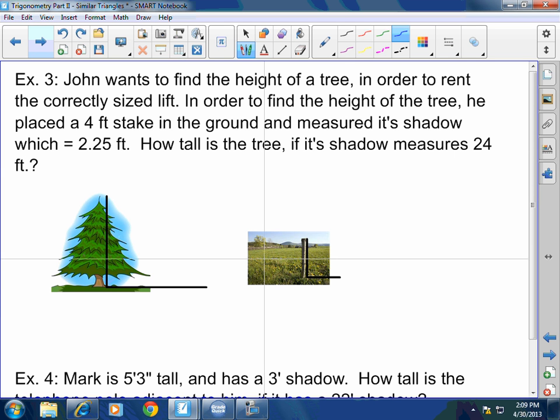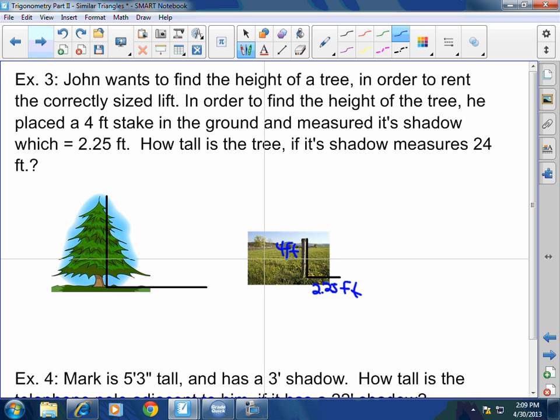In order to find the height of the tree, he placed a 4-foot stake, which is this guy right here. Sorry, I tried to make it pretty, but it didn't come out that pretty. There's a 4-foot stake there in the ground, and he measured its shadow, which is 2.25 feet. So this little triangle that I have, well, it's in black, but whatever. The shadow is 2.25 feet, and the stake that I dug into the ground was 4 feet. Okay, that's what I know for sure.